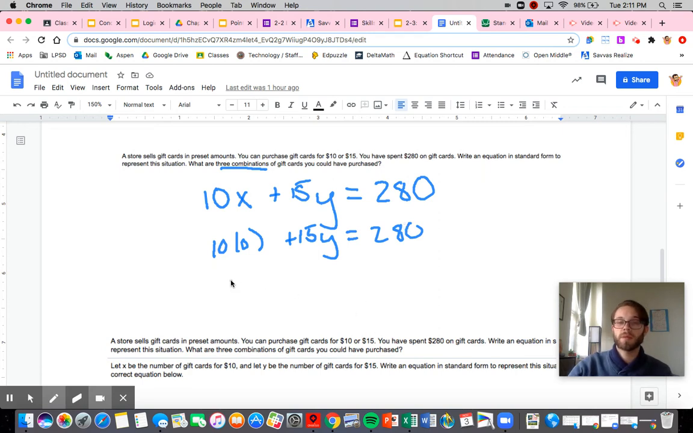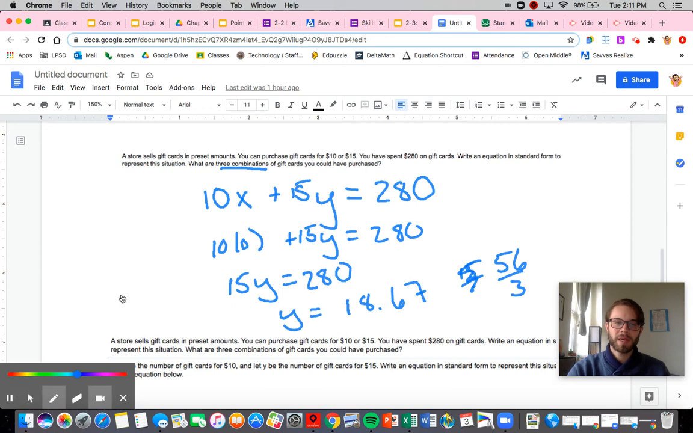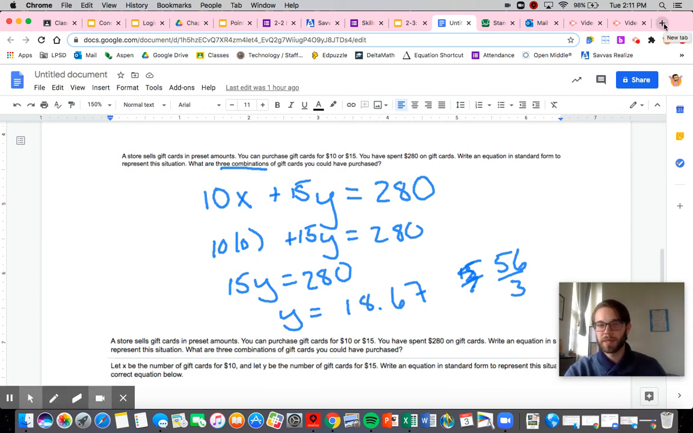So now let's look at this. We get 15y equals 280, and then y is ultimately going to end up being 18.67-ish if you round it, or 56 over 3. So unfortunately, that won't help us because, as we said, we want to make sure that we are getting whole numbers. So let's look at the graph. That's probably the easiest way to do this particular problem.